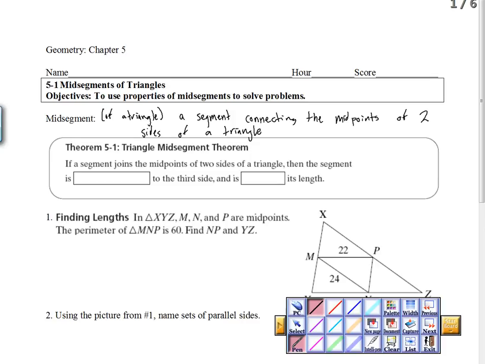And then we have theorem 5.1, the triangle midsegment theorem, which says if a segment joins the midpoints of two sides of a triangle, then the segment is parallel to the third side, and it is half its length. So these are the main two properties. Midsegments are parallel to the third side, and they're half the length, and we're going to use those over and over to find missing lengths, to name sets of parallel sides, to find missing measures, and just to solve for variables within problems.